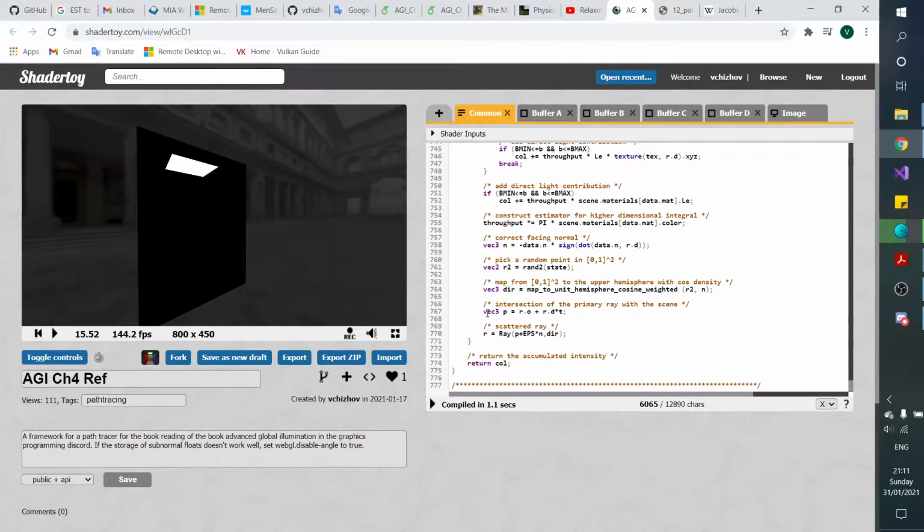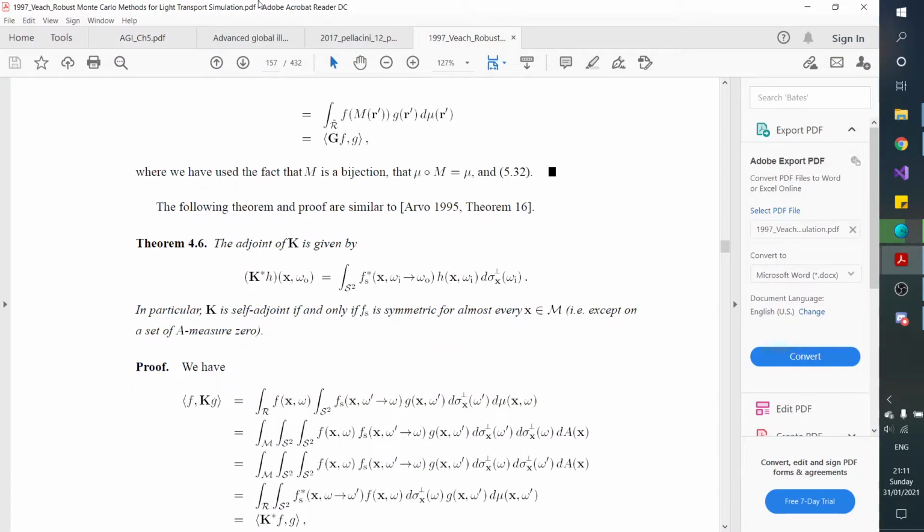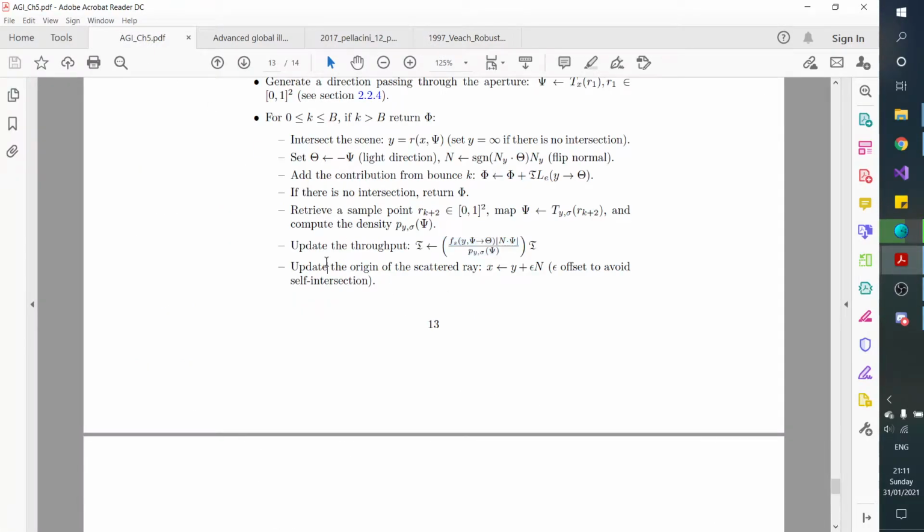Finally, at the very end, we want to continue bouncing our ray, so we prepare the origin of the next ray, which is the intersection plus some offset along the normal, so we do not self-intersect in the next bounce. And we continue with the scattered direction of the ray. And you can see it here. Again, we update the origin of the ray and we continue with the new psi.